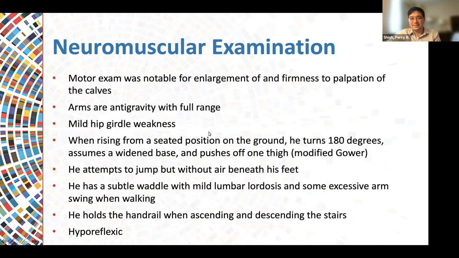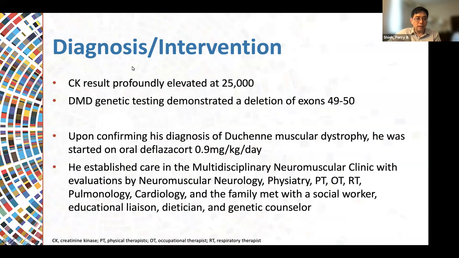Okay, I've unmuted myself. He has a subtle waddle with mild lumbar lordosis and some excessive arm swing when he's walking, and he holds a handrail when ascending and descending stairs. His reflexes are diminished. His CK is found to be profoundly elevated at 25,000, and genetic testing reveals that he has a deletion in a portion of this gene. This is a very large gene, and we'll talk about these exons. There are 79 exons in this gene. As you may recall, exons are portions of the gene which get spliced together and form this continuous messenger RNA.